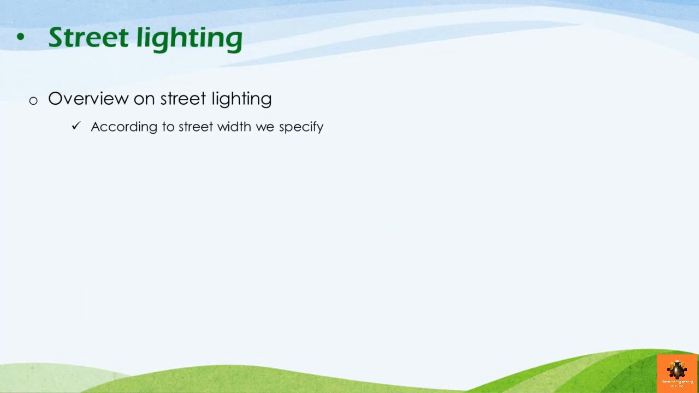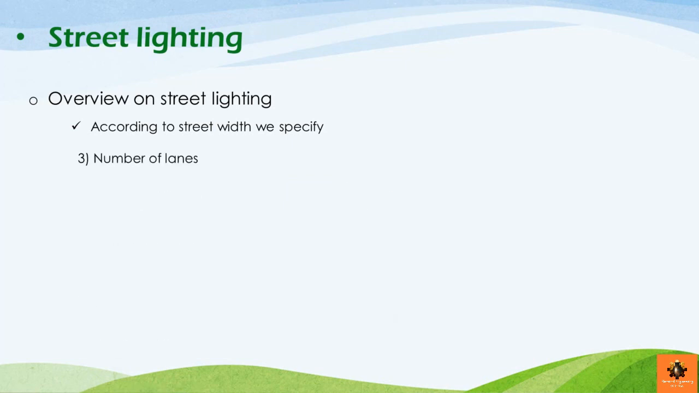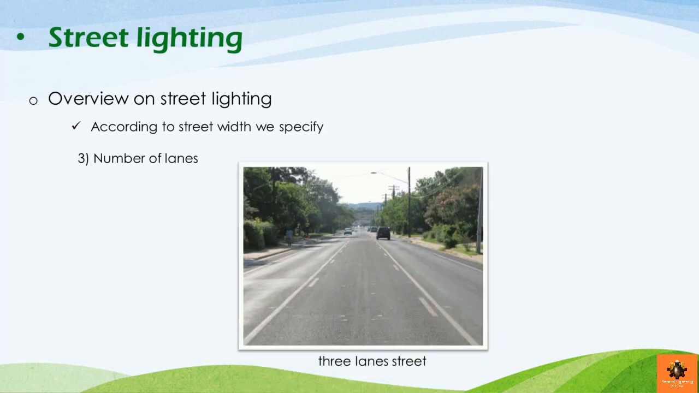Also, the second parameter which we specify according to the street width is the pole height, and this is because not all the poles have the same height. So we manufacture the street lighting poles with different heights according to the case we are working on, or according to the street width. Alright. Also, the third thing we specify according to the street width is the number of lanes. As we said before, if we have a street with a total width of 12 meters, it will be divided into 3 lanes, as each lane has a width of about 4 meters. So 12 over 4 gives us a number of lanes of 3.